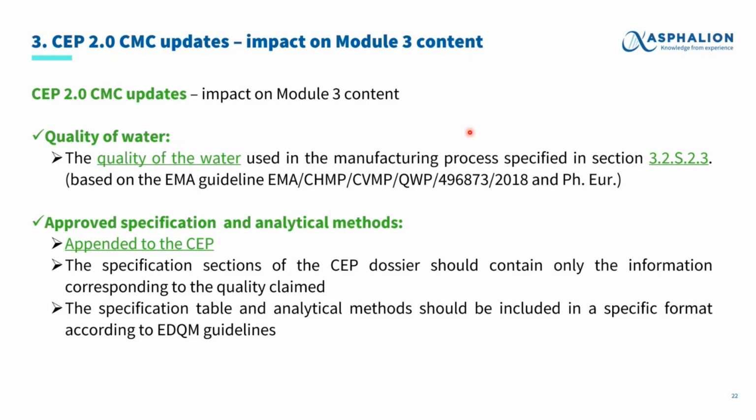And then related to the approved specification and analytical methods, as we said before, this is something new for the CEP 2.0, that the specifications have to be appended to the CEP. So the specifications section should only include the information contained in the corresponding quality claim, and the specification table and analytical method should be enclosed in the dossier according to specific templates that the EDQM has done.